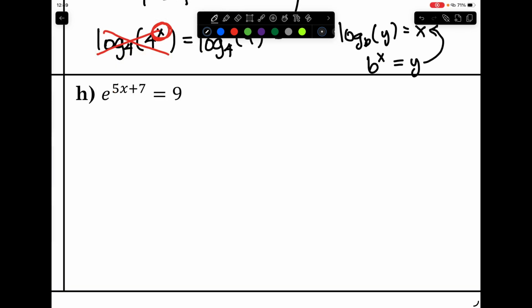And for this example, similar situation, since this power is already isolated on the left side of our equation, we don't have to move anything from that side, and I can automatically start using the appropriate log. And again, since the power is a power of base e, I'm going to use the log base e, which again is the natural log.